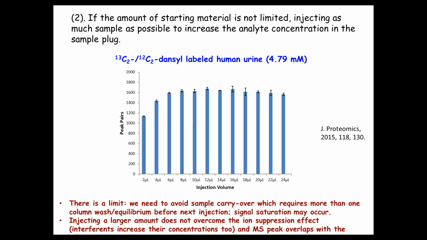However, when we inject a large amount of sample into LC-MS, signal saturation for the high concentration and easily ionizable molecules may occur. Another issue is that injecting a large amount of sample does not overcome the ion suppression effect, as the interference increases their concentration in the sample plug too. It also does not reduce MS peak overlaps with the other ions.